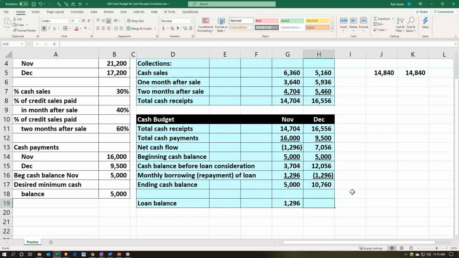What's our loan balance at? It's going to be equal to the prior balance plus the activity that happened, which was a payoff this time, bringing it back down to zero. So at this point in time, the loan is back down to zero. After that has been paid off, we've got an ending balance of $10,760, which of course will be the beginning balance for the next time period, being January.